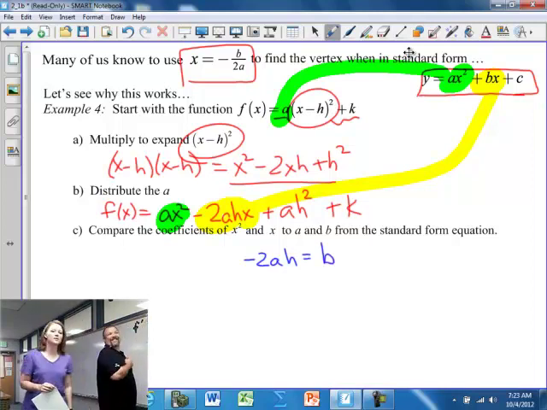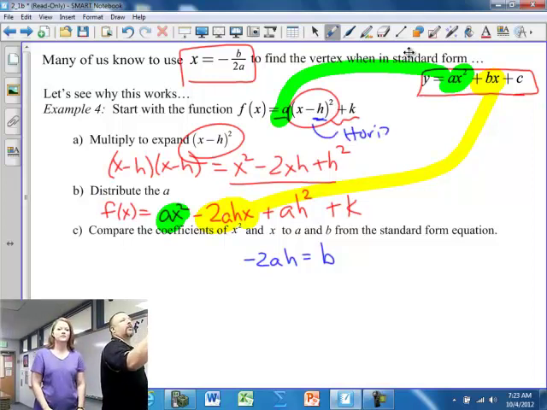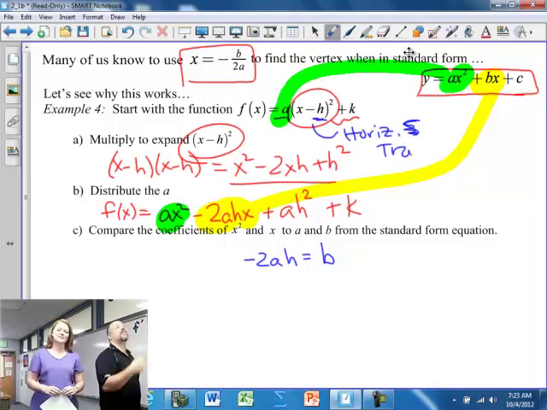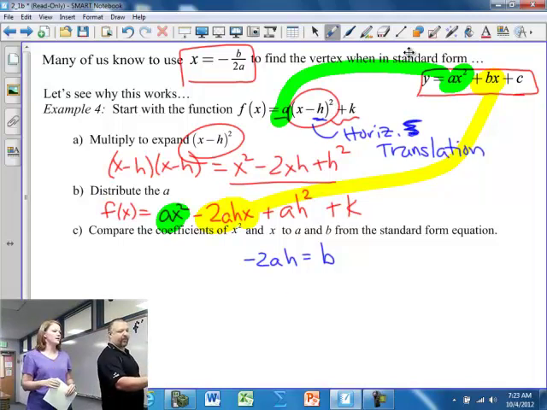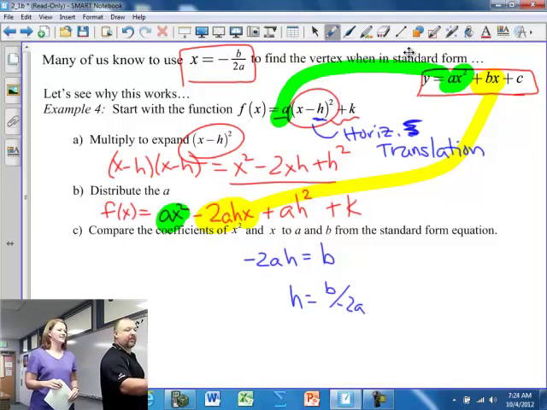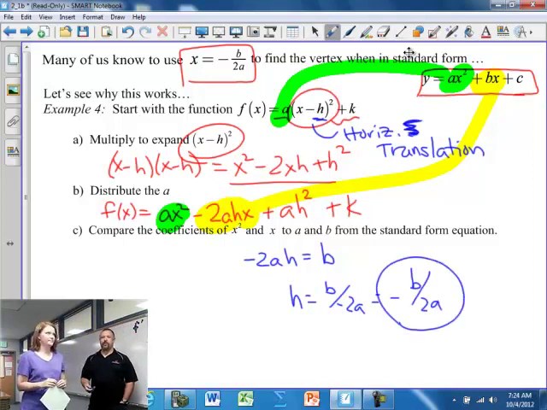So now in this first equation right over here, the h was our horizontal shift. Let's solve this for the h. I was going to write shift, but I decided to write translation. Translation's a better word. All right, so negative 2ah equals b. Let's solve for h. So h equals, divide by negative 2a, b over negative 2a. That's where it comes from. And we just stick the negative out in front. So that's where it comes from.